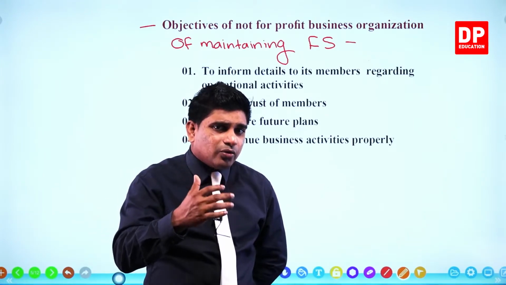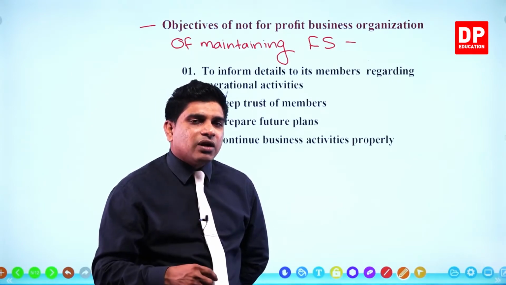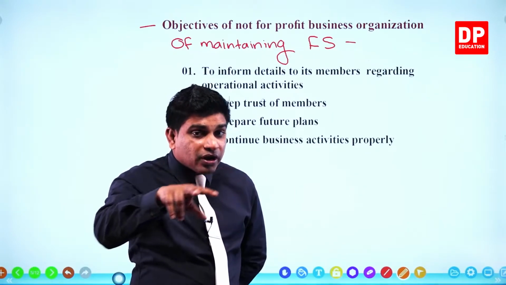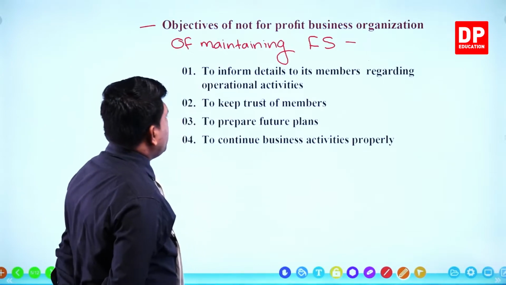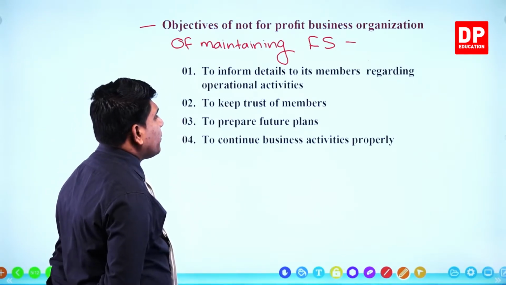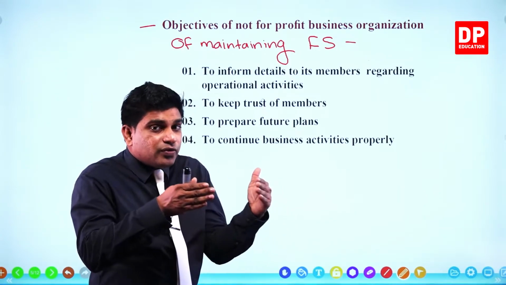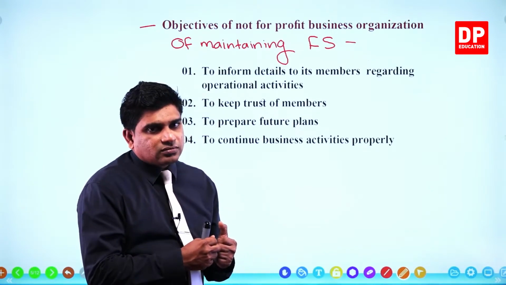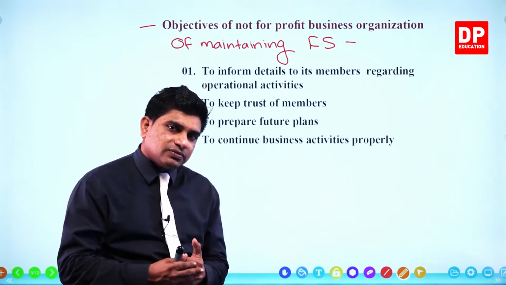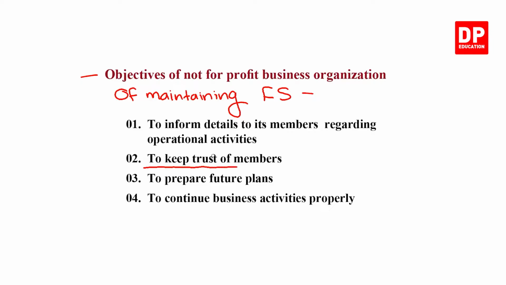You have a right, not a legal right, to inquire some information about what happened to that money. So if they maintain a proper accounting system, they can give proper and accurate details about the organization's income and expenses. So, to inform details to its members regarding operational activities. If the organization can give proper and enough information to the members when they ask, the organization can keep the trust of its members. This is the second point. First one, to inform details to its members regarding operational activities.